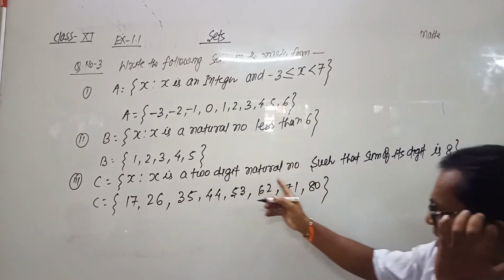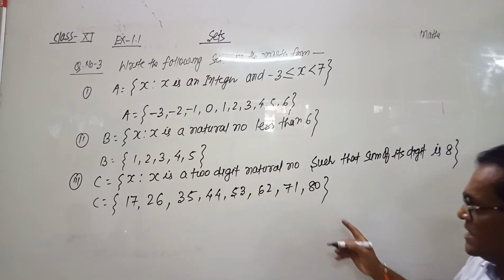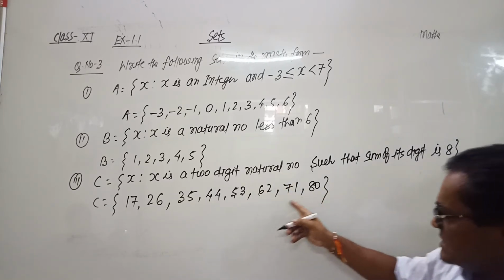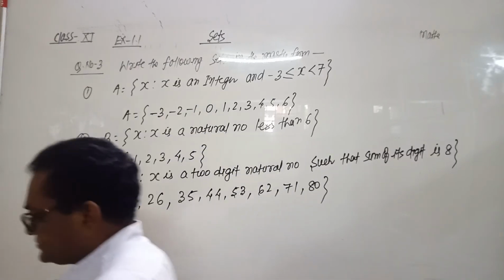So x is a two-digit natural number. All these are two-digit natural numbers, and the sum of the digits is 8.